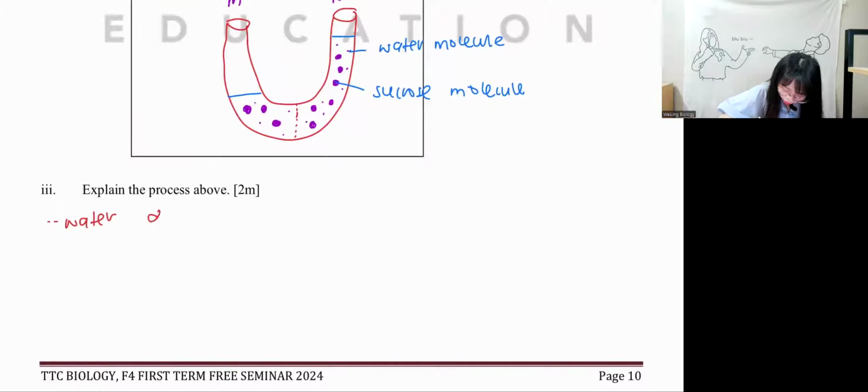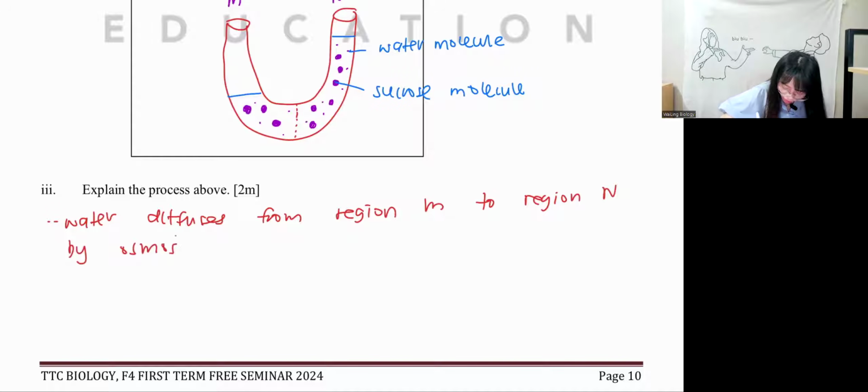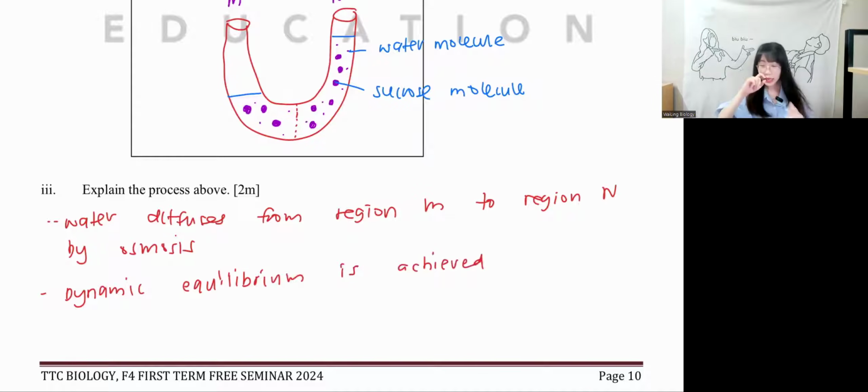Water diffuses from region M to region N by osmosis. Dynamic equilibrium is achieved. Do we have to draw until the maximum amount of water molecules?